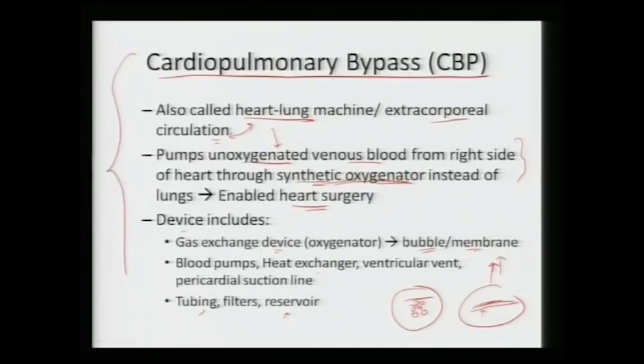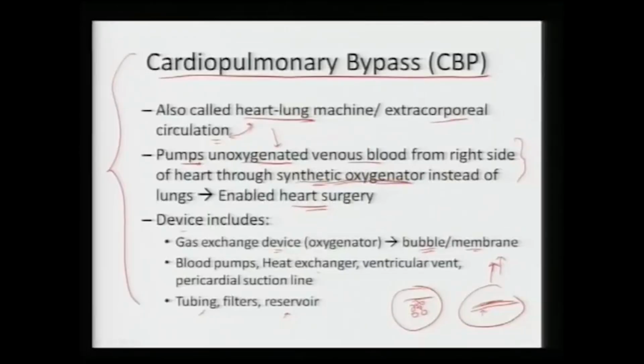So in this particular case, we can see cardiopulmonary bypass. It is also called the heart-lung machine because it supplies oxygen instead of letting the oxygen come from the lung. It is also called extracorporeal circulation. It will pump out the unoxygenated venous blood from the right side of the heart through a synthetic oxygenator. So basically, it has enabled heart surgery, and the synthetic oxygenator includes a gas exchange device, which can be either bubble type or membrane type.